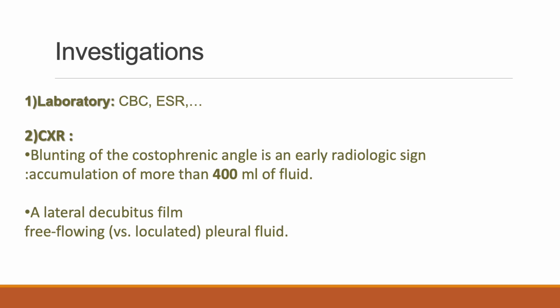The chest X-ray picture will depend on the amount of the collection available. Obliteration of the costophrenic angle requires around 300-400 mL of fluid, so the chest X-ray might not pick up a small amount of effusion. It might be better to assess with ultrasound or CT scan. If you would like to assess whether the collection is free-flowing or loculated, like in patients with empyemas or a neglected parapneumonic effusion or neglected hemothorax, you can do a lateral decubitus film.